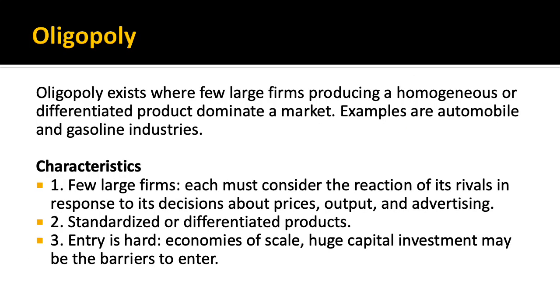Oligopoly. An oligopoly is when a few large firms produce either differentiated or homogeneous products. Examples are the automobile and the gasoline industries. There's a few large firms. Each must consider the reaction of its rivals in response to its decisions about prices, outputs, and advertising. And entry becomes very hard into this type of structure.